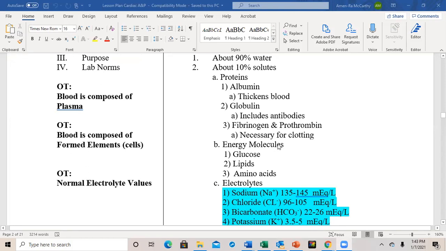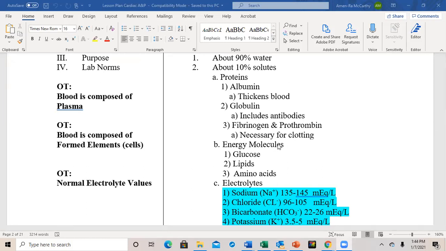Now let's look at the proteins. The proteins in your blood include albumin. Albumin is what we use to help thicken the blood. It naturally does it, but if somebody's blood is really, really thin in the hospital, we can give them some IV albumin.